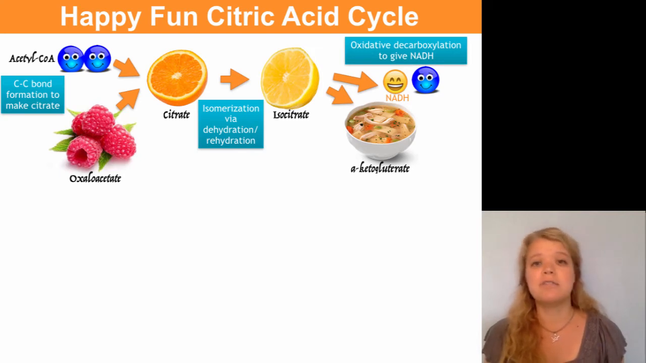Glutarate is a close relative to glutamate. In fact, you use alpha-ketoglutarate to make glutamate, which is an amino acid, and glutamate is the main flavor of savory umami taste that you get from chicken soup.